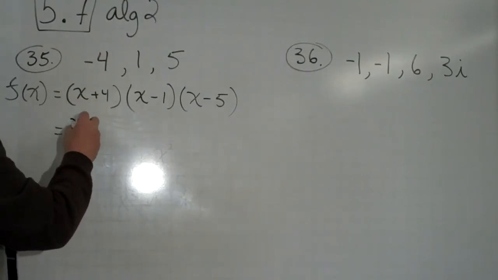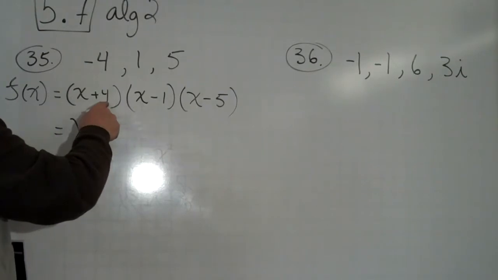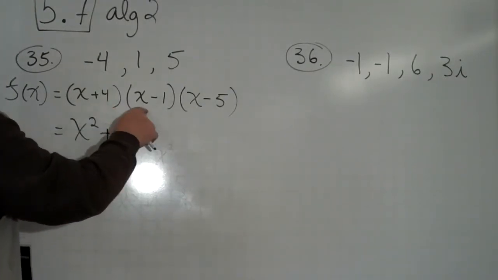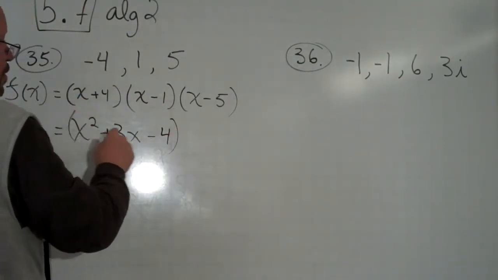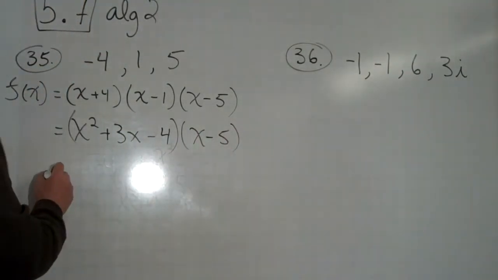X times x, x squared. X times -1 is -x, and positive 4x. We get 3x out of the inners and the outers, and we get a -4. We still have this x minus 5 that we have to multiply by.